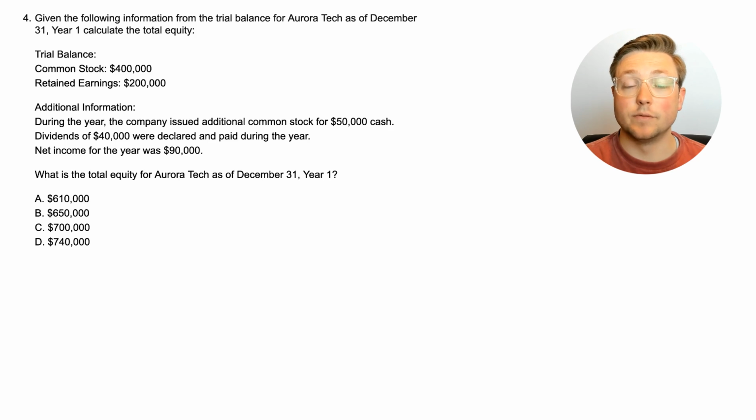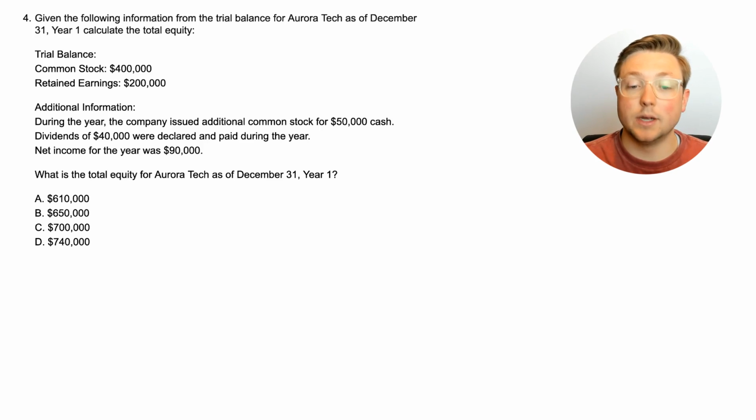All right, here is question 4. Given the following information from the trial balance for Aurora Tech as of December 31st, year 1, calculate the total equity. So from the trial balance it's giving us the common stock and the retained earnings, and then we have some additional information. During the year, the company issued additional common stock for $50,000 cash, and they had dividends of $40,000 that were declared and paid during the year, and the net income for the year was $90,000. Which apparently we have not accounted for these yet.